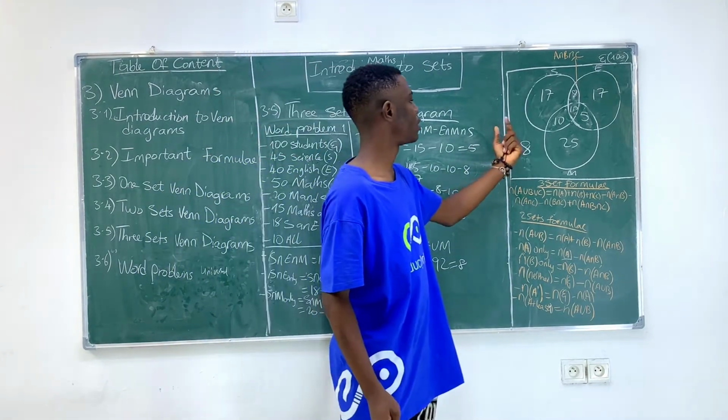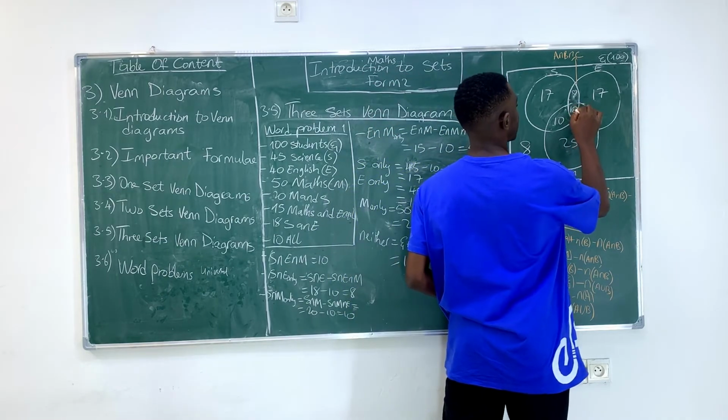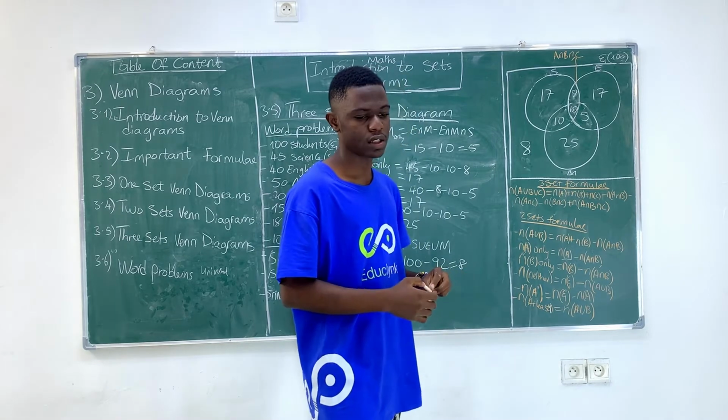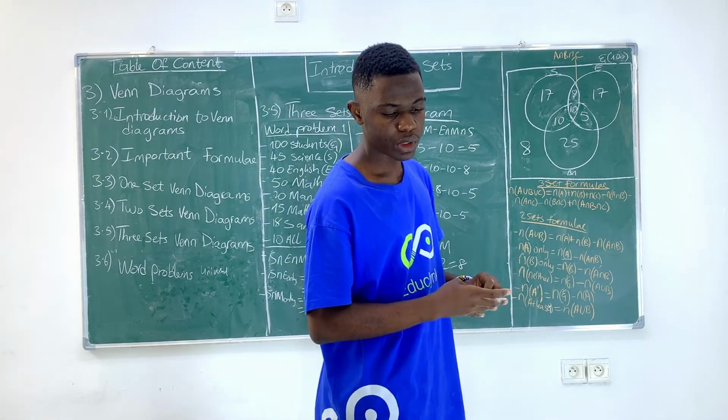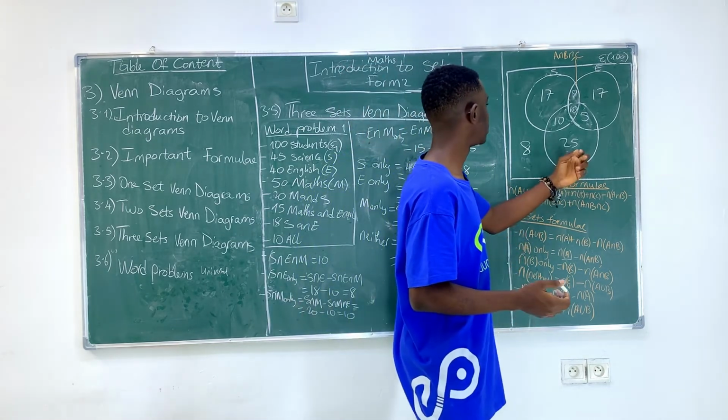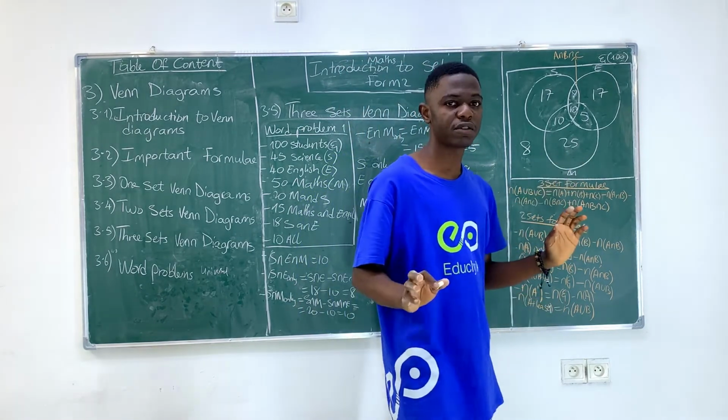You have done everything. You have represented it on a Venn diagram. So whatever question they ask you now, you can answer it easily. The A part says, how many study only maths? How many study maths only? Your answer to it is 25.